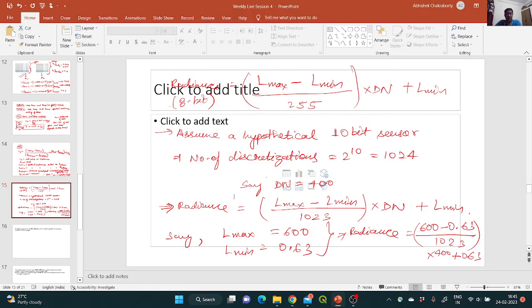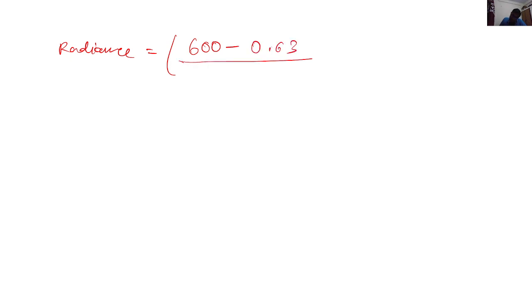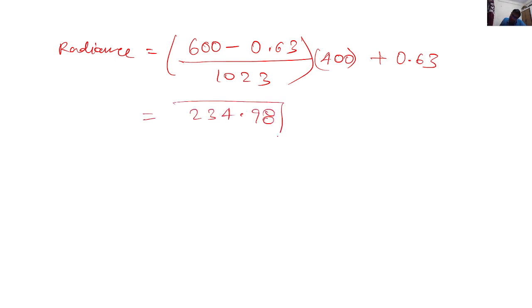It's getting too cramped like this, so I shall write it on the next slide. Okay, so the radiance, just putting the values, would come out to be 600 minus 0.63 by 1023 times 400 plus 0.63, which is actually 234.98. That's it. So this is a step through which you can convert the DN into the spectral radiance, the top of the atmosphere's spectral radiance.